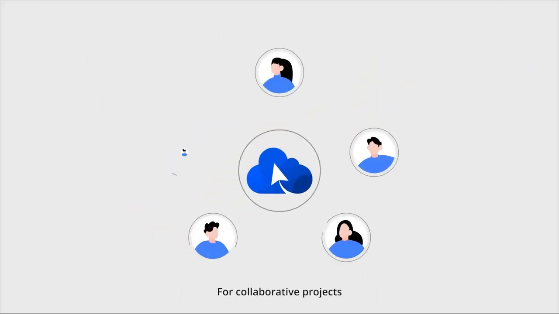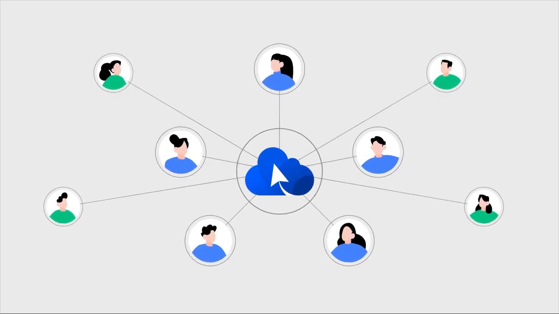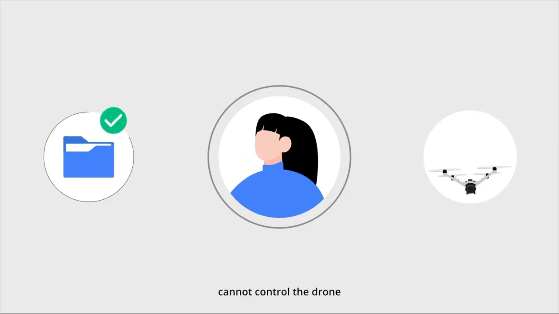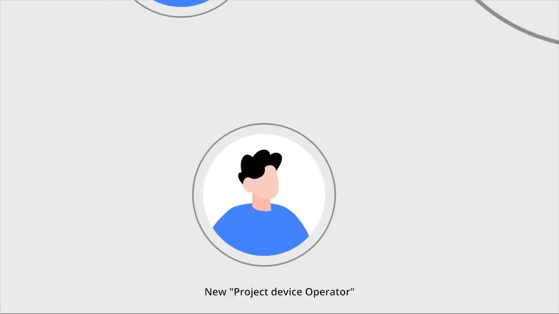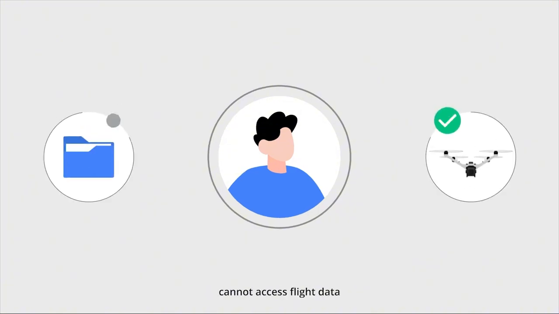For collaborative projects, FlightHub 2 enables precise control over access. Project Output Admin can only access flight data, cannot control the drone. New Project Device Operator can control the drone, cannot access flight data.